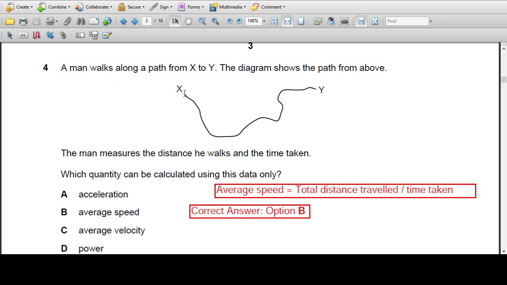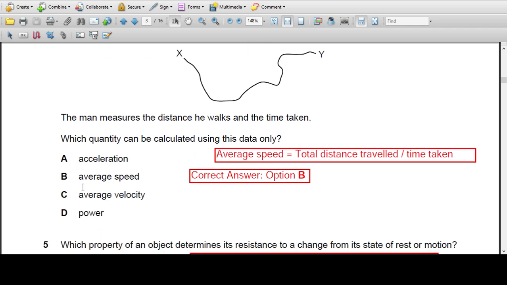The path is not a displacement, this is simply a distance. He measures the total distance, while the crow-flight distance, directly from X to Y, is called displacement. But here we are using a distance, so the average speed is the correct answer.